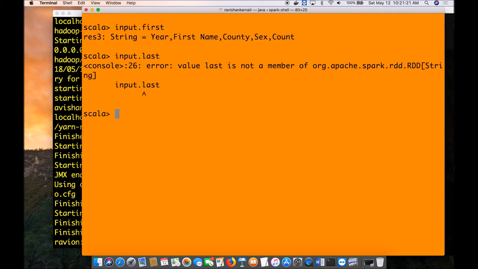Oh, now I want something. While the vegetables are being cut, some ants came in. So what we will normally do is take them out, right? So let us take it out and make it a little bit clean. How will you do that? What is the name of the RDD that you created? Input. Right? So what am I going to do?